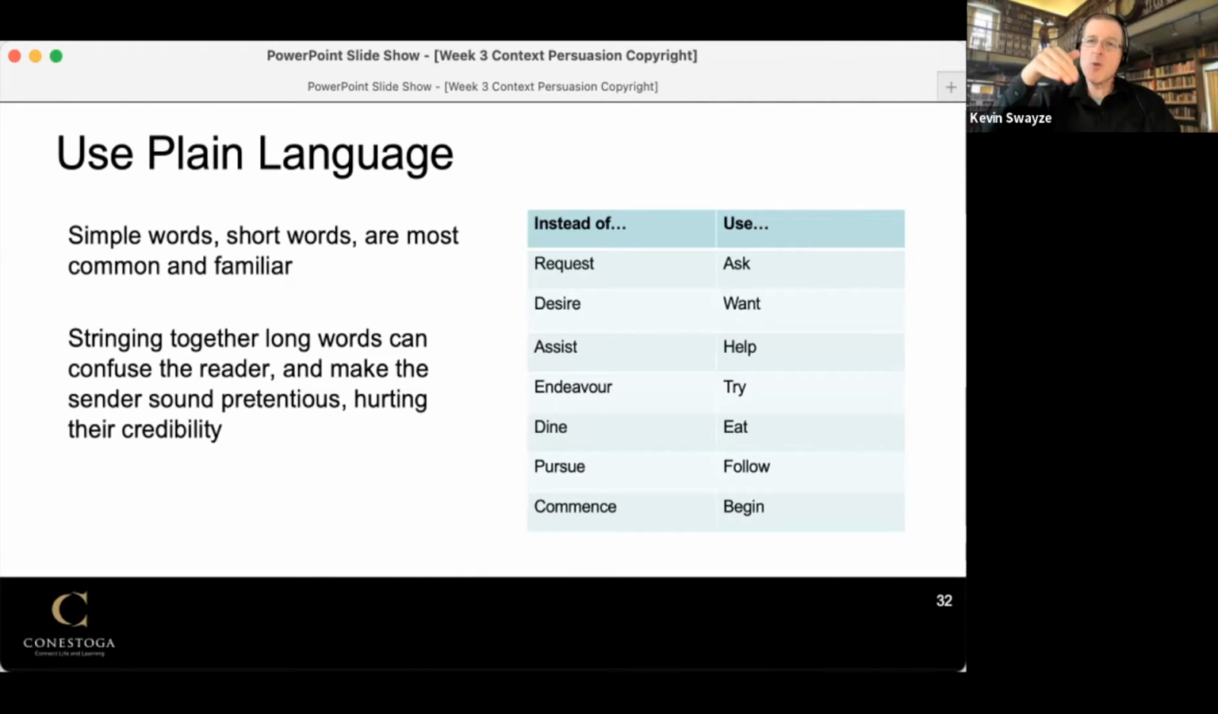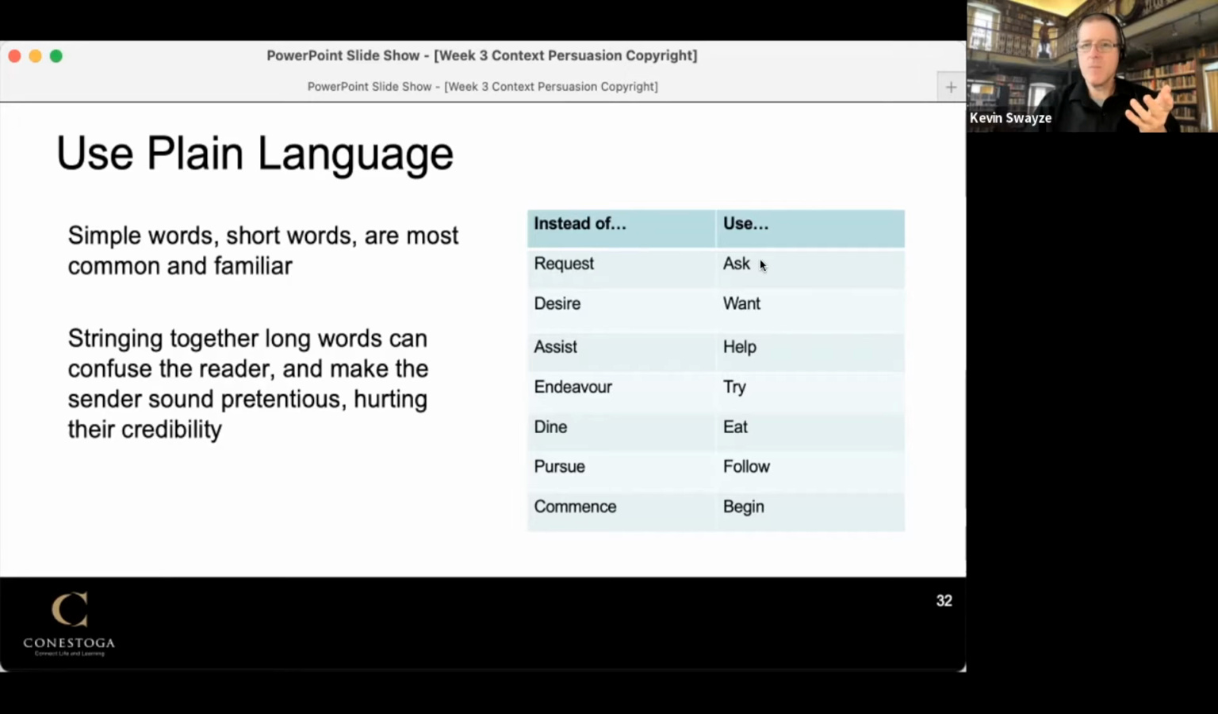You're almost being made fun of, because the person up here, using words in the hierarchy, wants to be up here, using big words to show they're better than you. That doesn't play well in North American culture. So think about simple, direct words. Here's a list of some comparisons.